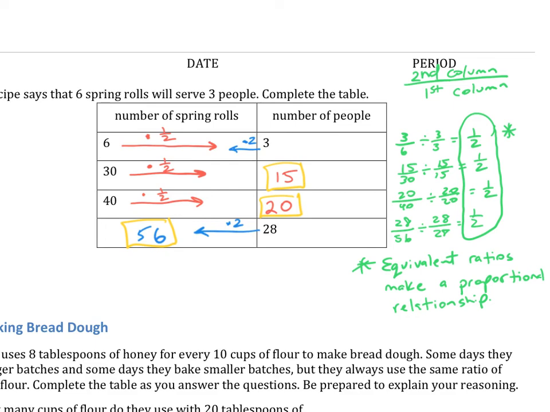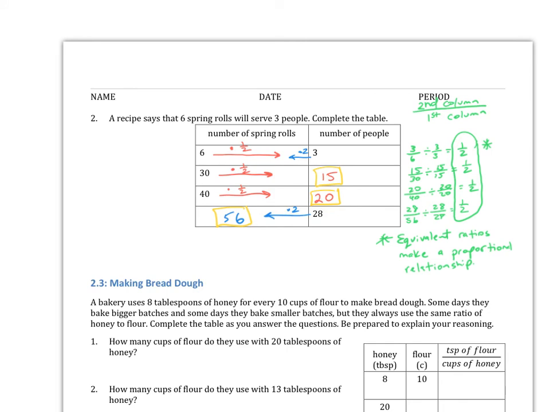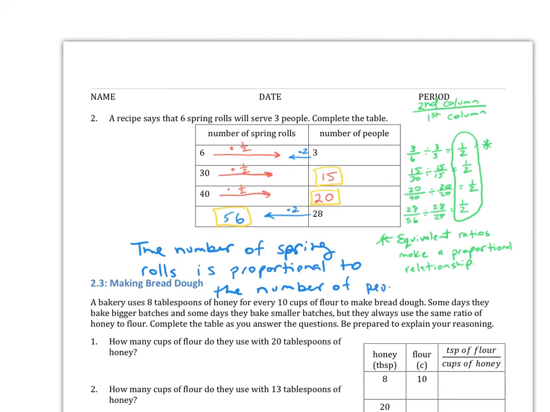So keep that in mind whenever we have a situation like this where two quantities are always in the same ratio, we say there is a proportional relationship between the quantities. So the statement that I could make about this relationship would be: the number of spring rolls is proportional to the number of people. Again, this is a really important concept.